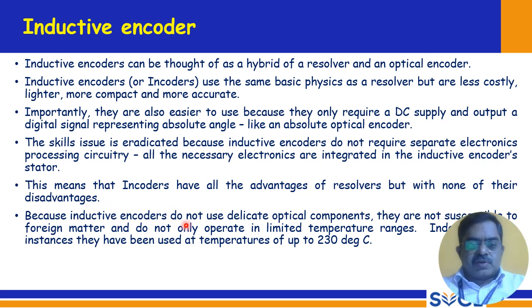Because inductive encoders do not use delicate optical components, they are not susceptible to foreign matter and do not operate only in limited temperature ranges. Inductive encoders have been used at temperatures of up to 230 degrees Celsius. So that is a very high temperature, and in this environment also these can be used.